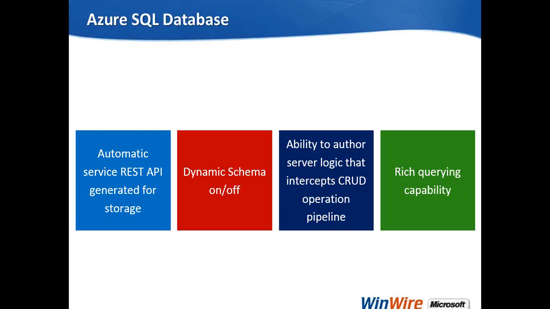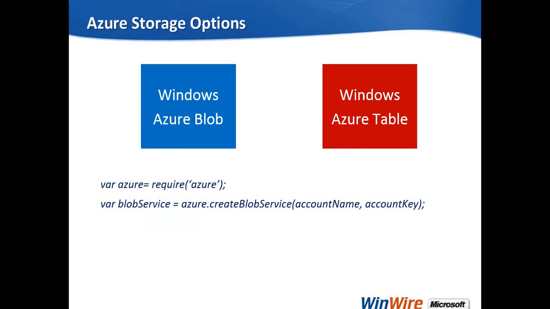So those are the features of structured storage, which is provided by the SQL database on Azure. The other options that you can use to store data are Windows Azure Blob and Windows Azure Table. Now, anybody who is familiar with Windows Azure will know that these are the storage options that Windows Azure provides apart from SQL database. So Windows Azure Table is basically a flat set of records that you can store.